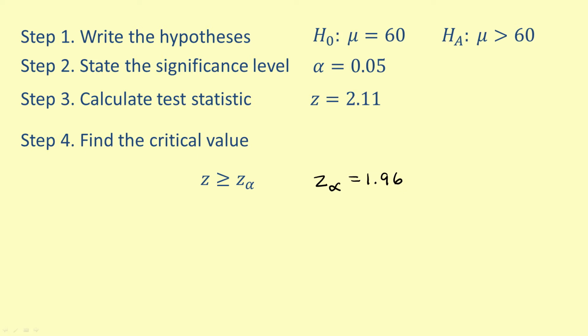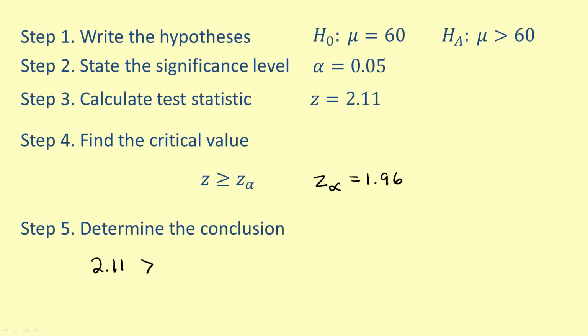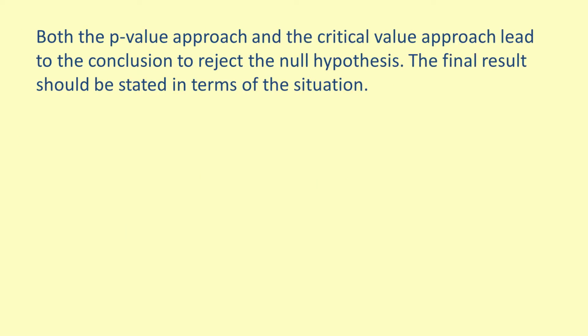Then, we determine whether or not to reject the null hypothesis. We can see that the test statistic is greater than the critical value, which means it is in the rejection region and the null hypothesis should be rejected. So, both of the methods give the same conclusion. We should reject the null hypothesis.